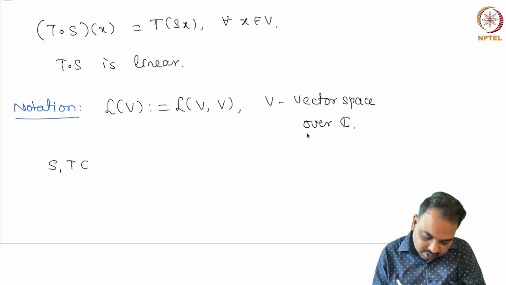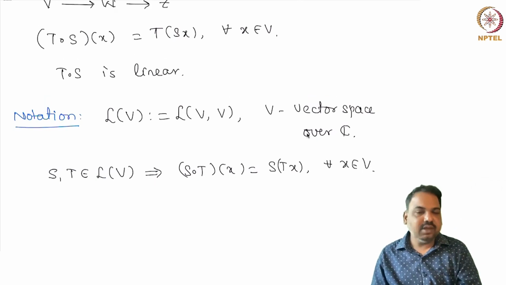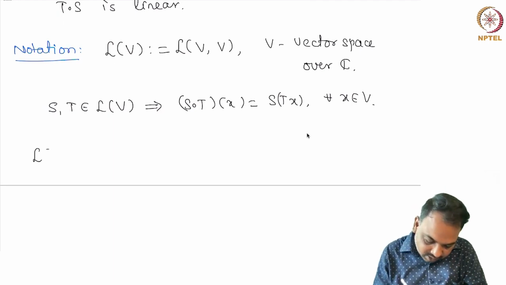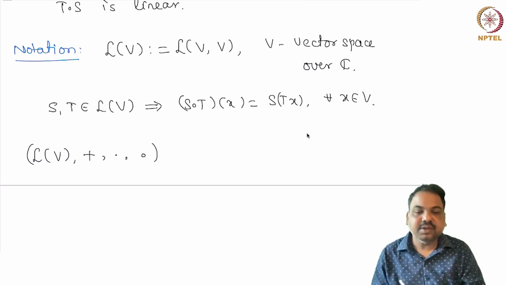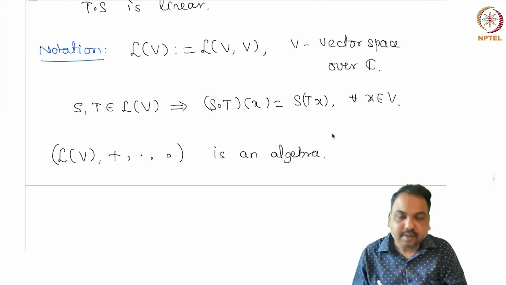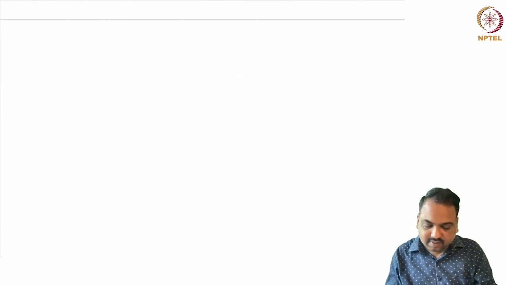So if I take S and T coming from L(V), S composition T at x is defined the same way as we have defined before. We already know that L(V) is a vector space, and we are defining a new operation called multiplication of two operators, or composition of two operators. So we can say that with these operations, the set L(V) with plus, dot as scalar multiplication, and circle as the composition of two operators, is an algebra. What is the meaning of algebra? An algebra is a set with three operations satisfying the properties that we stated for L(V, W). So let us look at the definition of an algebra.